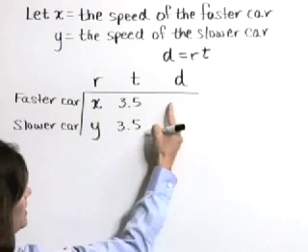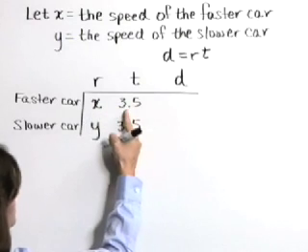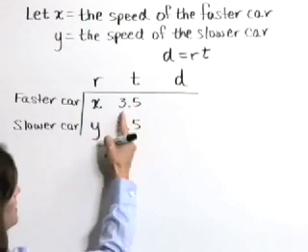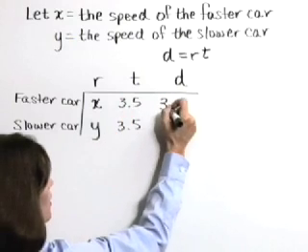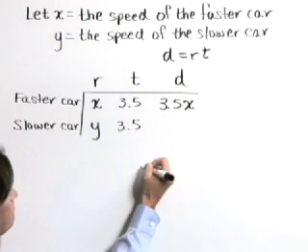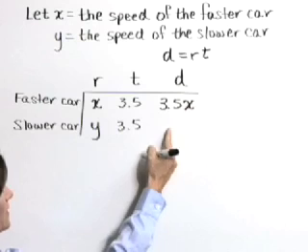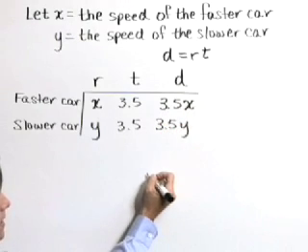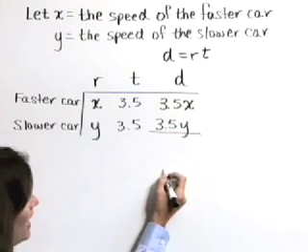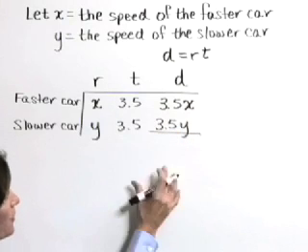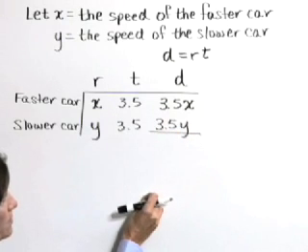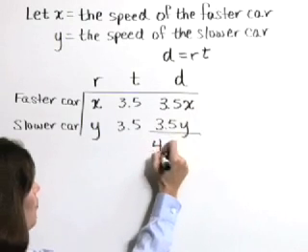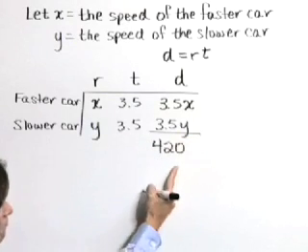Our last column, distance, is rate times time. So the faster car's distance is x times 3.5, or 3.5x. The slower car's distance is 3.5 times y. I'm going to add another piece to this. We're told that these cars start at a distance of 420 miles apart. After 3.5 hours, they meet, so they've covered a total of 420 miles.